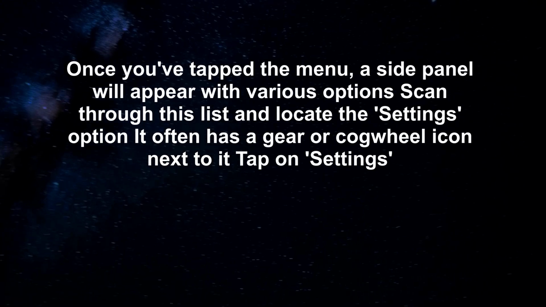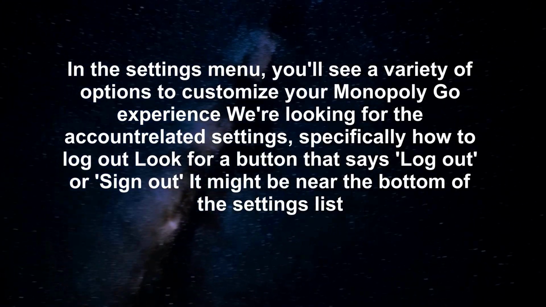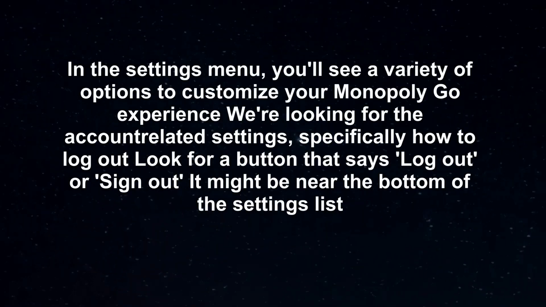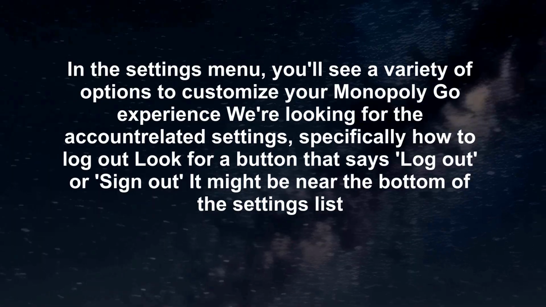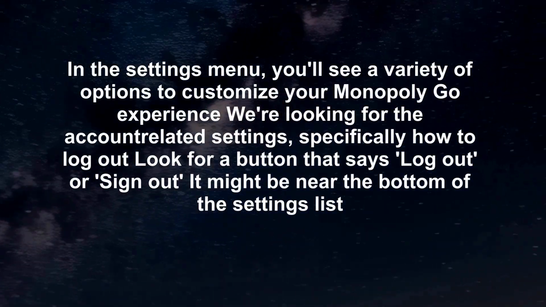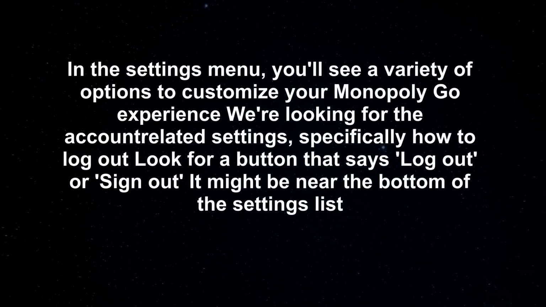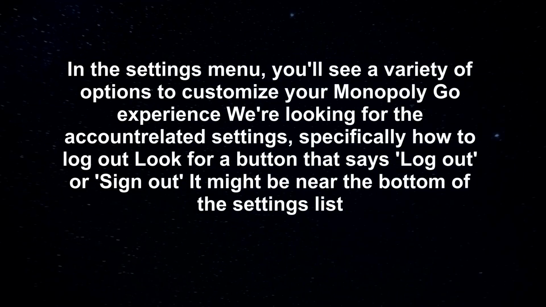Tap on settings. In the settings menu, you'll see a variety of options to customize your Monopoly Go experience. We're looking for the account-related settings, specifically how to log out. Look for a button that says log out or sign out. It might be near the bottom of the settings list.